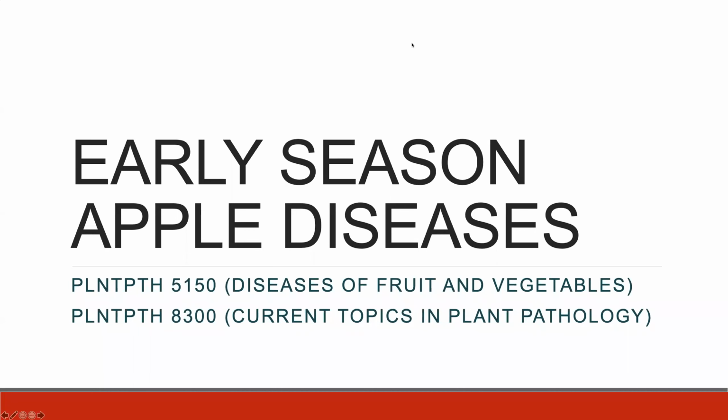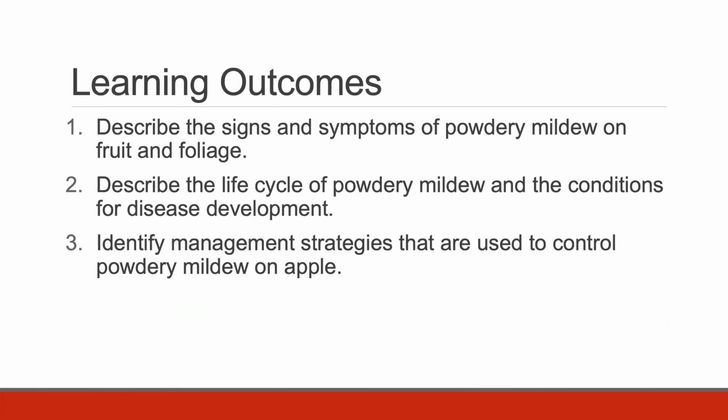This is the fourth lecture on early season apple diseases, and we'll focus on powdery mildew. The learning outcomes for this lecture are: 1, describe the signs and symptoms of powdery mildew on fruit and foliage. 2, describe the life cycle of powdery mildew and the conditions for disease development. And the final outcome is to be able to identify management strategies that are used to control powdery mildew on apple.